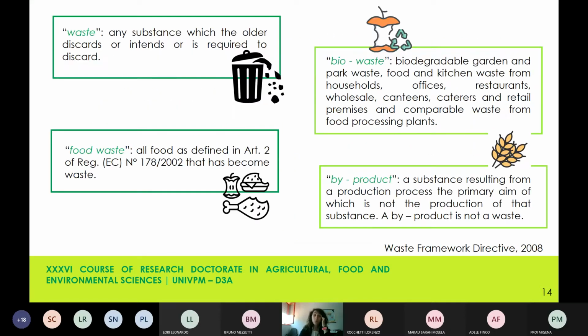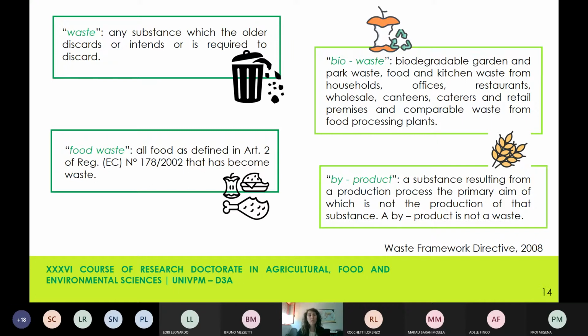For the waste part, I want to refer to the Waste Framework Directive of 2008. The directive gives us the definition of waste: any substance which the holder intends to discard. So it has no more value and it cannot be used inside the production line. Regarding food waste, it is any kind of food as defined by Regulation 178 of 2002, the so-called General Food Law, whose Article 2 states that food is any substance intended to be consumed by humans, that has become waste.